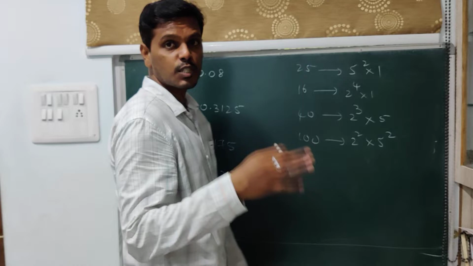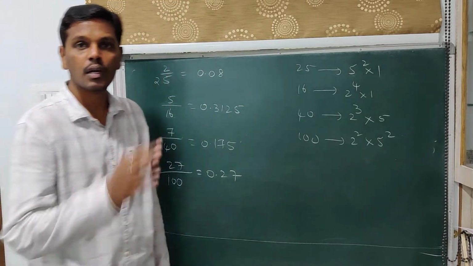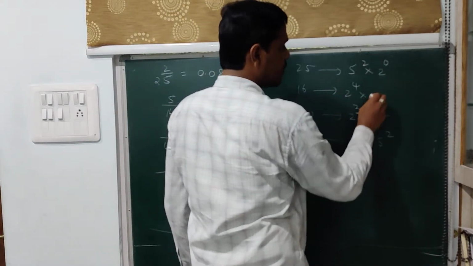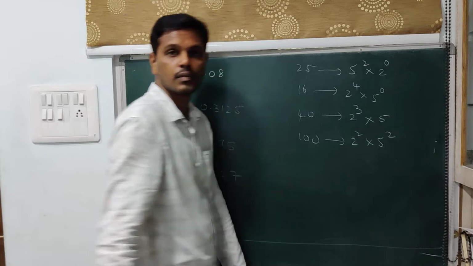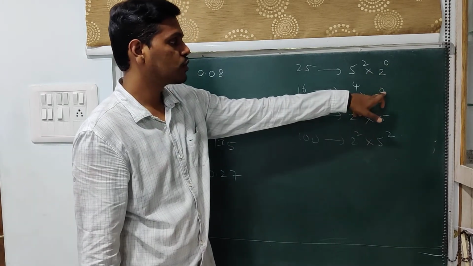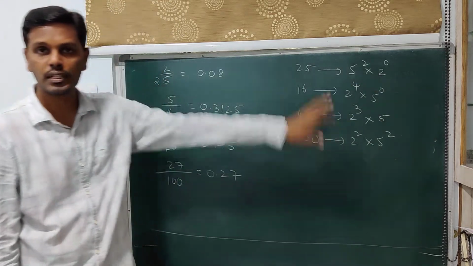Now we have this concept, x power 0 is equal to 1. Any number raised to the power of 0 is equal to 1. Based on that, I can write this as 2 power 0 and this as 5 power 0. So I have 2 raised to the power of 0, and here 5 raised to the power of 0. That is what I have done.